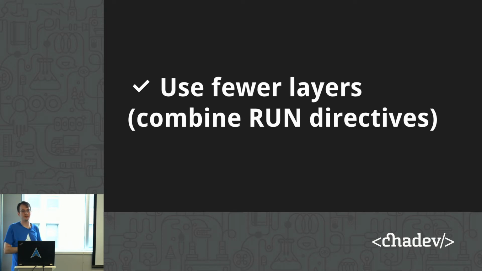Use fewer layers. When you do a bunch of RUN commands, you do RUN this, RUN that, RUN the other thing, each one of those RUN commands is going to create another layer, right? So if you take a look at official Docker base images, what they do is combine RUN directives into one RUN, and that gives you one layer for multiple commands.